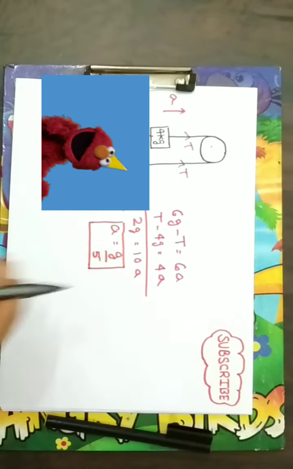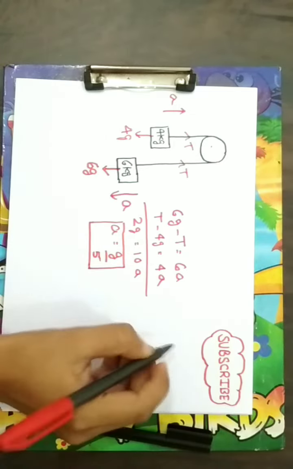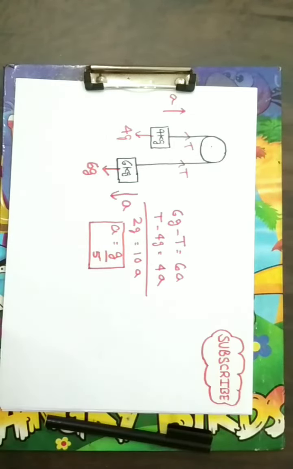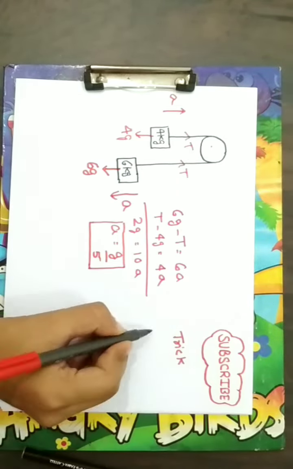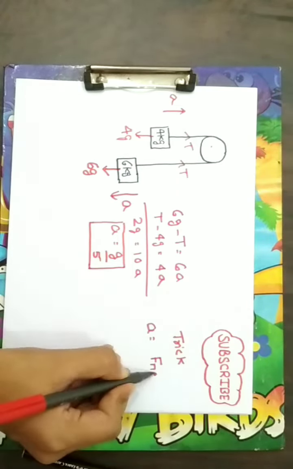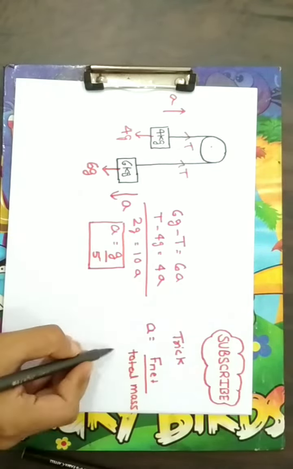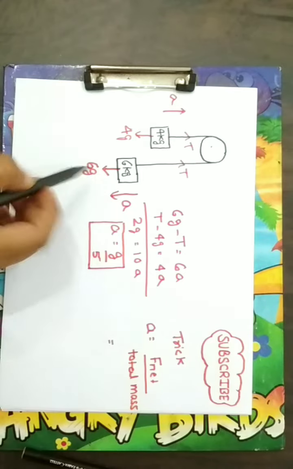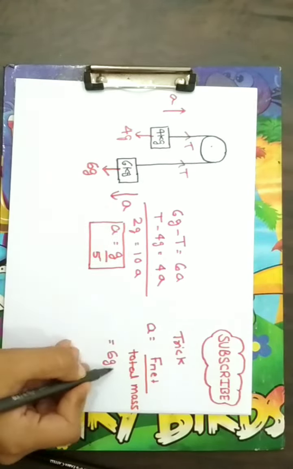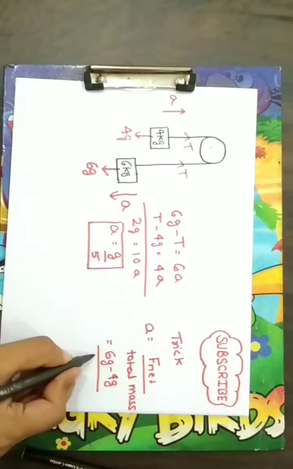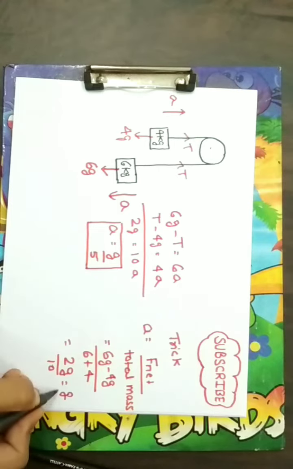But we can solve it in one line. You don't need to do all this. It's not a trick, but see, the acceleration will be F net by total mass. The net force in the downward direction is 6g, and the other is going upward. So net force in the downward direction is 6g minus 4g, by total mass 6 plus 4. 2g by 10, that is g by 5.